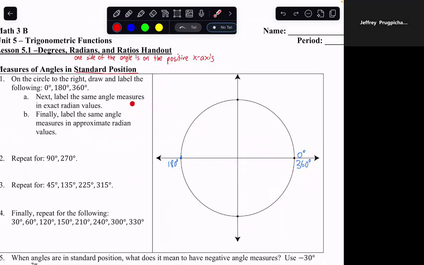Now we're going to take those angles and convert them to radians. I think many of you were introduced to the concept of a radian in your previous class. Does anyone think they remember a description or definition of what a radian is? Yes, Rebecca?